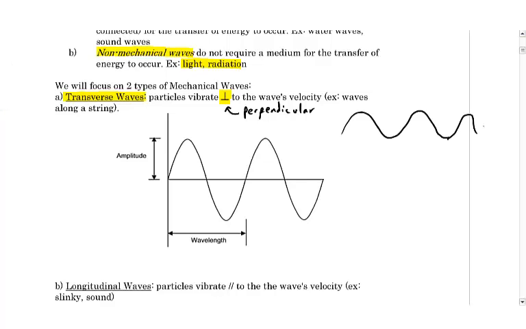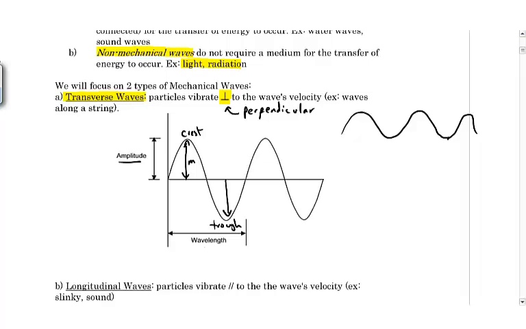The properties that you need to be familiar with are amplitude, which is from the rest position to the maximum height. So that's a distance measurement in meters. So we talk about that being from rest to crest. So crests are at the top. Or you could go from rest down to the bottom, which is called a trough.